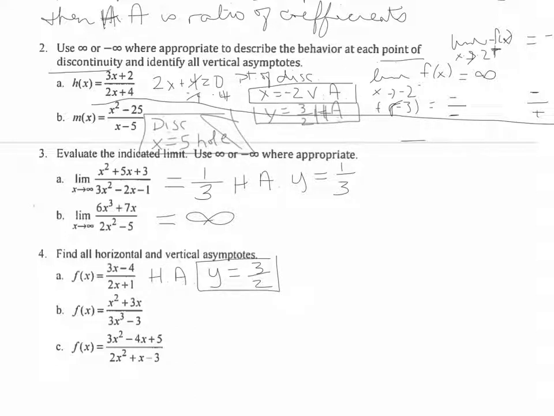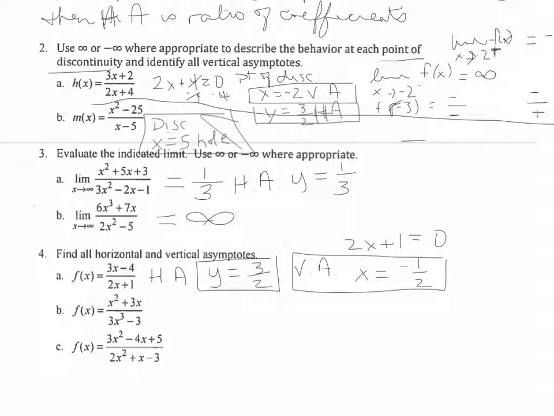Do I have a vertical asymptote? What do you think? Where would it have to occur? Well, it'd have to occur when what's equal to 0? The denominator. So set 2x plus 1 equal to 0 and solve it. And that'll give you x equals what? Negative 1/2.